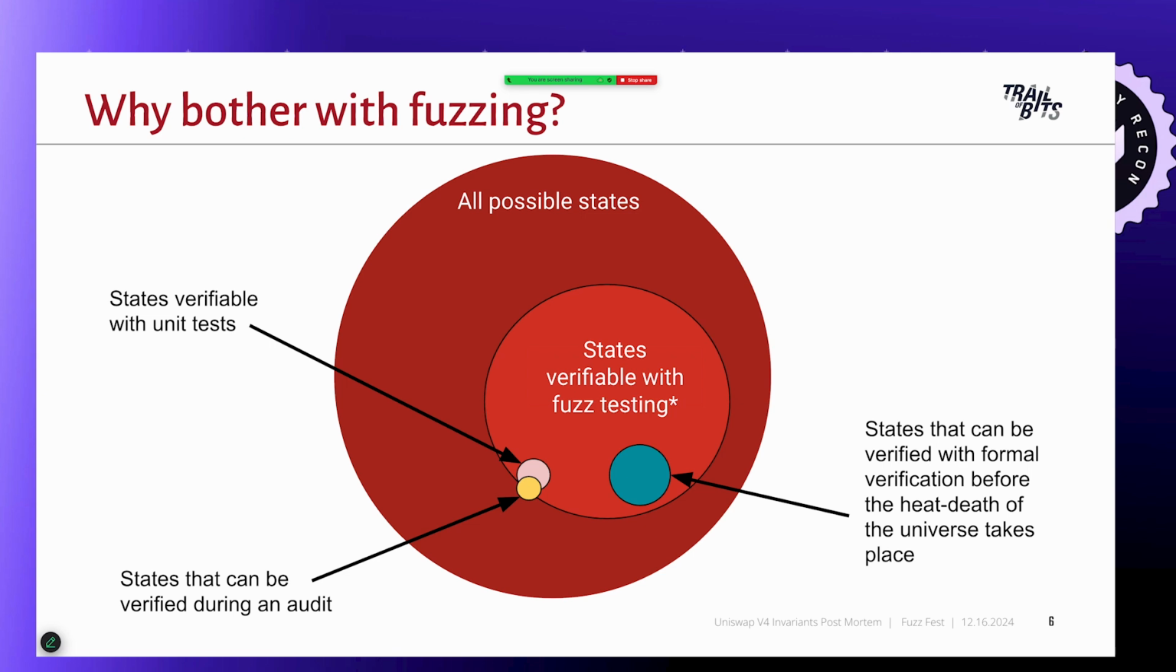And then people always ask me, well, what about formal verification? Can't formal verification actually verify this whole big red bubble, because it can test all possible states? The truth is a little bit more nuanced, because while formal verification can theoretically test all possible states, you're limited by how effective the formal verifier actually is. If you were to write something that would verify all of the states, it would take longer than the heat death of the universe to prove. So you're limited by what is actually provable. And for almost all cases, that's going to be a subset of the states that are verifiable with fuzz testing.